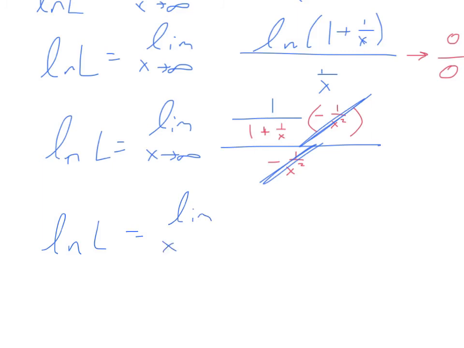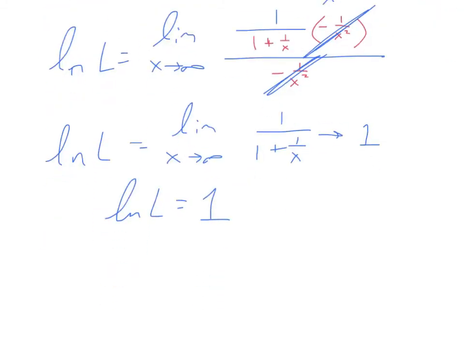I have the limit as x approaches infinity of 1 over 1 plus 1 over x. As x approaches infinity, this approaches 1, so I have the natural log of my answer is 1, and when I rewrite this, I end up getting that L is e to the first power, or e. So this limit, it turns out, is e. There's a good reason for this. If you want to stick around for a minute, it's a nice way to tie together some other knowledge that you guys have.